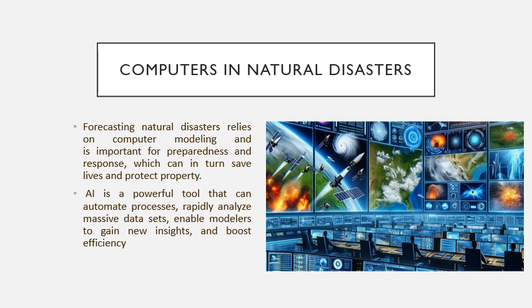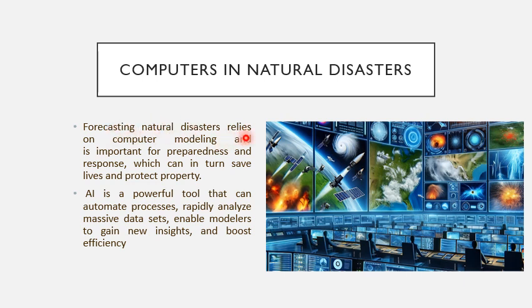Now, how do computers help in natural disasters? What are natural disasters? Natural disasters include things like weather events, missile attacks on your country, or earthquakes. You can predict an earthquake, you can predict the weather information. Forecasting means to predict the future, okay?